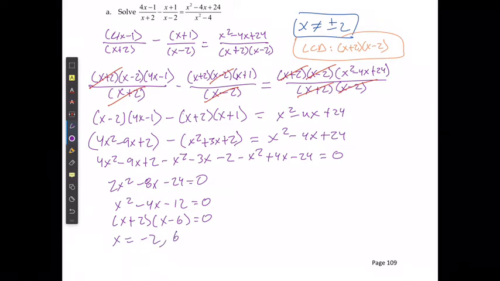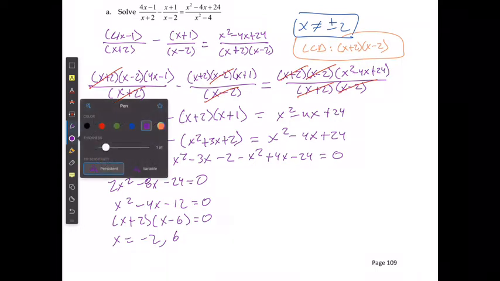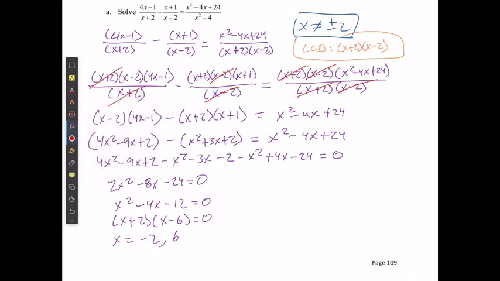And here's where I find my extraneous root. We said up at the top, x cannot equal plus or minus 2, which means that negative 2 is going to be my extraneous root. We already stated that that is a non-permissible value in this equation.